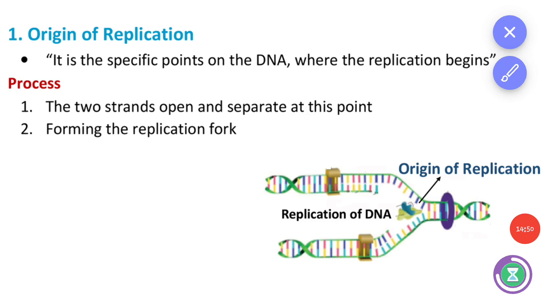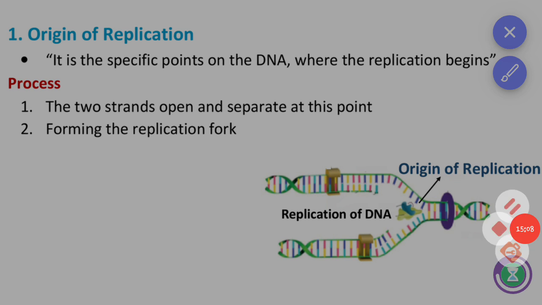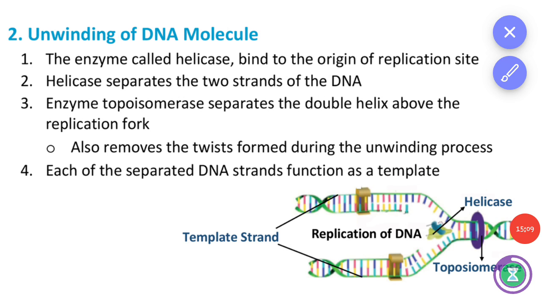First step is origin of replication. It is the specific point of the DNA where the replication begins. The two strands open and separate at that point, forming the replication fork. And second step is unwinding of the DNA molecule.